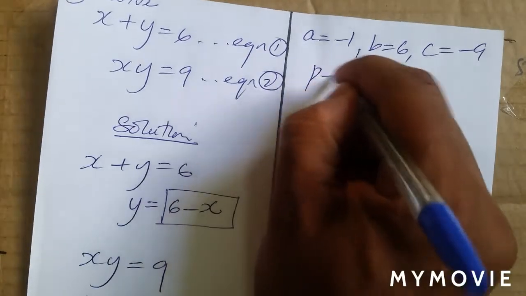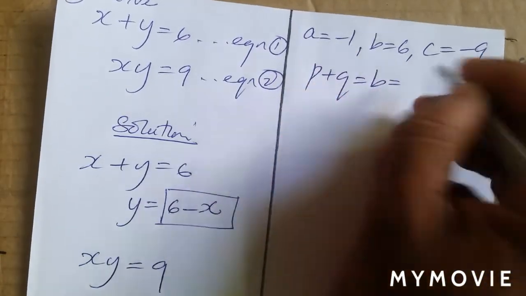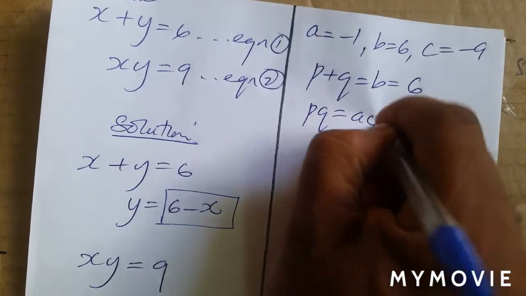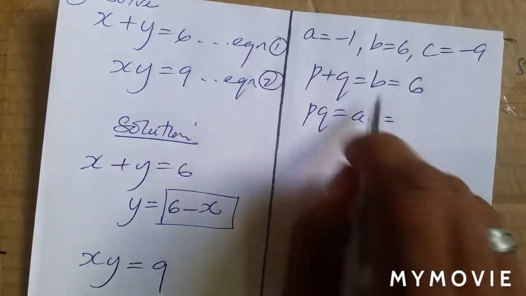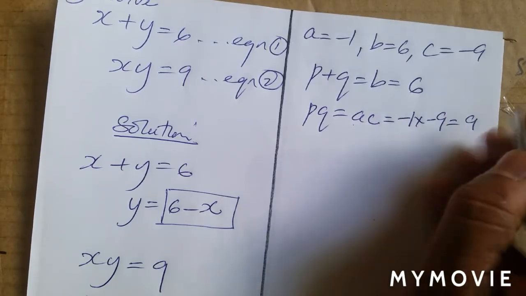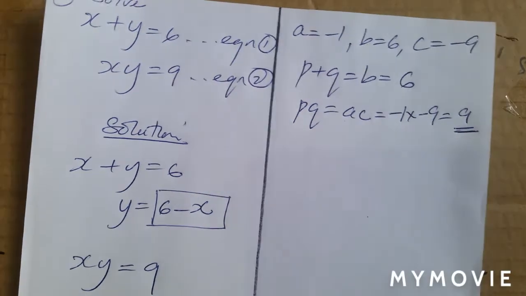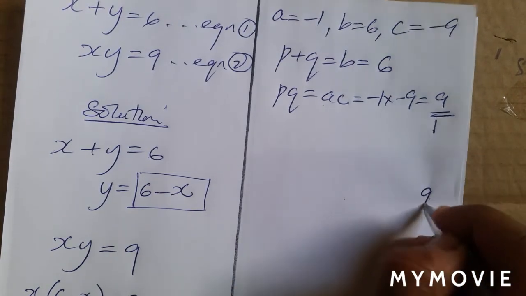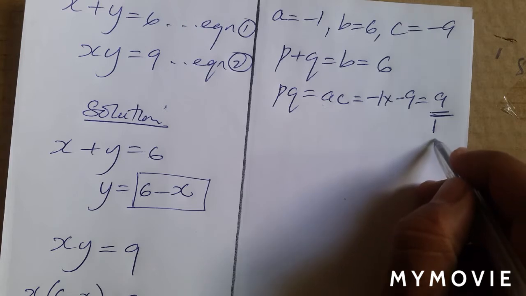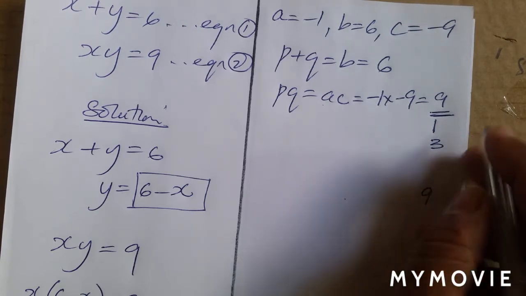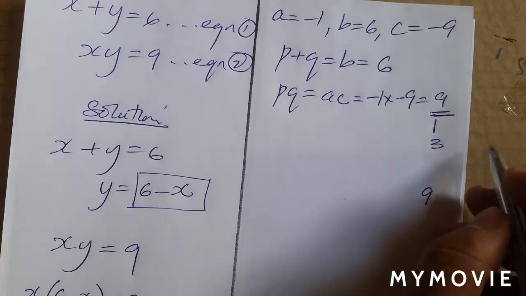So we need two numbers that when added together give you b. In this case, b is positive 6. And the same two numbers, when you multiply, give you ac. In this case, ac means minus 1 times minus 9, which is 9. So I'm going to write the factors of 9. 1 times 9 gives you 9, and 3 times 3 gives you 9. So the factors are 1, 3, and 9.